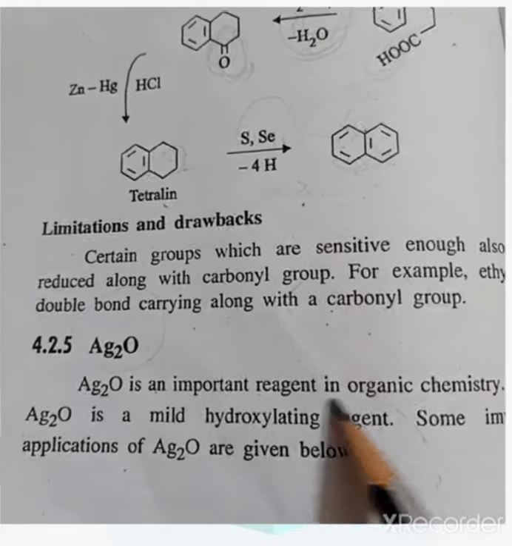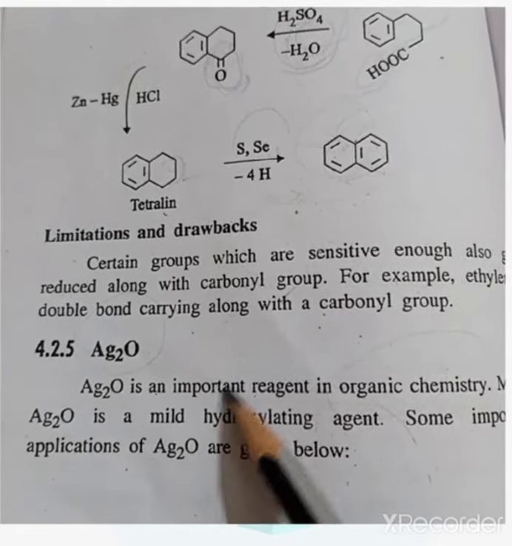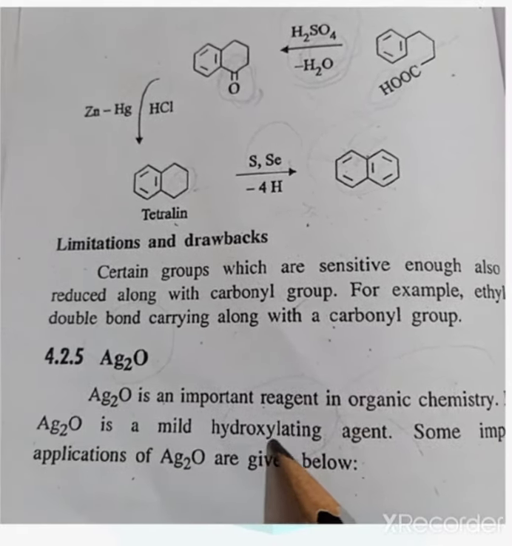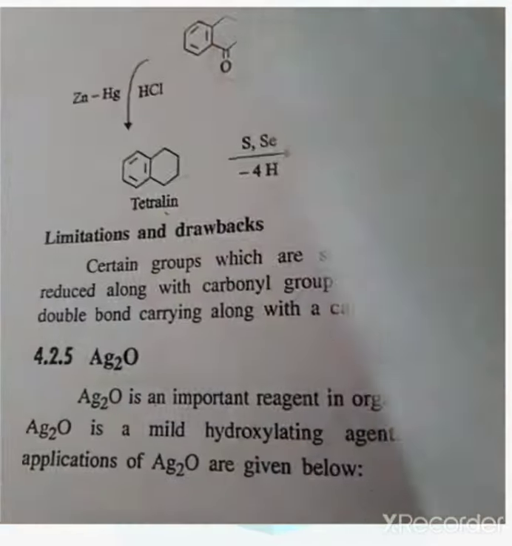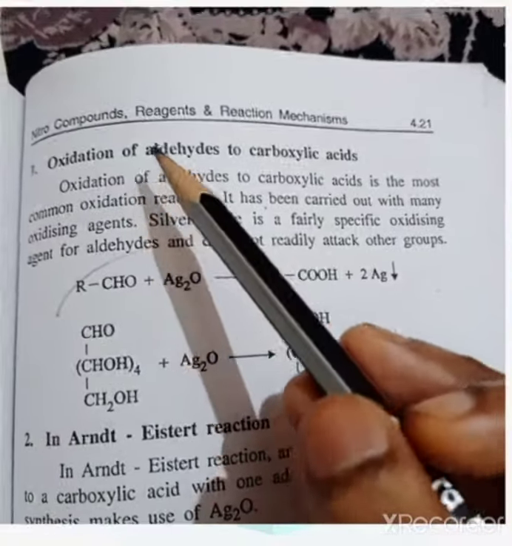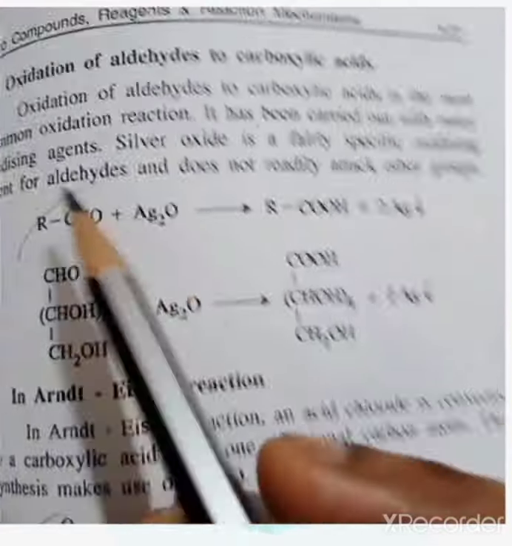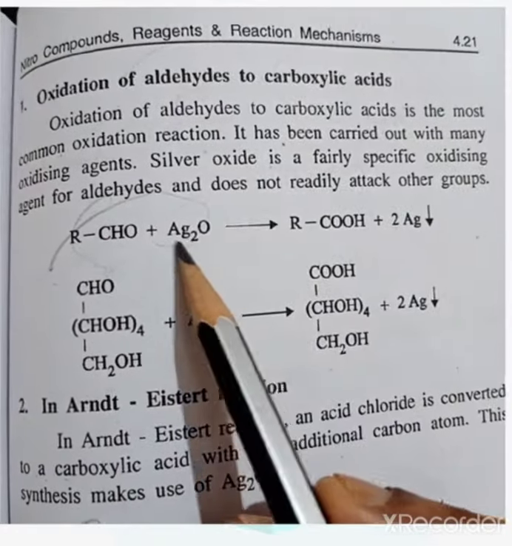Okay, it is an important reagent in organic chemistry. Wherever we use Ag2O, it is a hydroxylating agent because it contains one removal of hydroxyl. Hydroxy means OH group, removed in this reaction. Okay, so first we see the oxidation of aldehyde. Here the oxidation of aldehyde is converted into carboxylic acid. See here the aldehyde group and Ag2O, silver oxide.